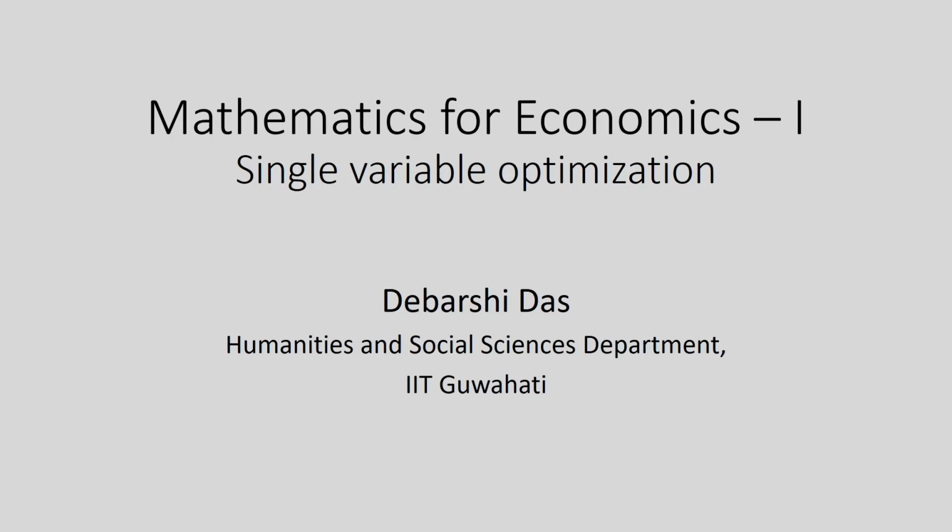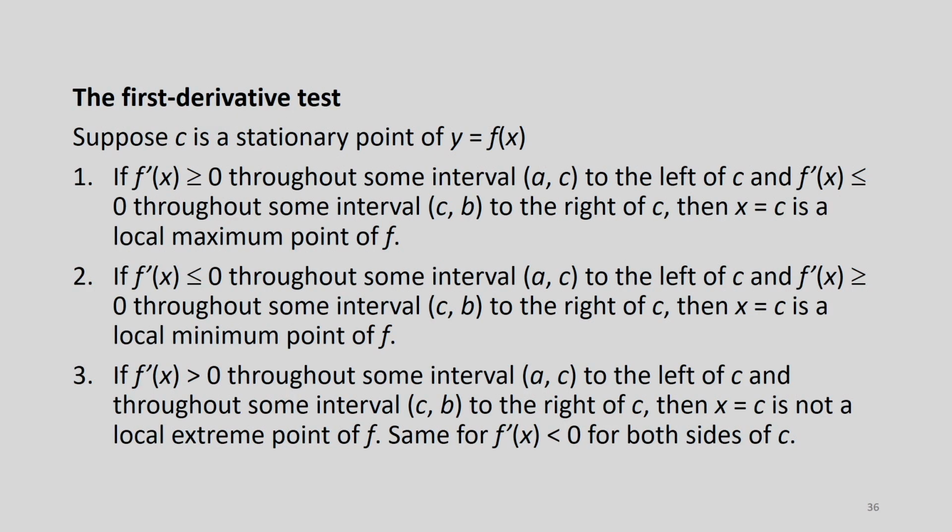So, the topic that we have been covering in the last few lectures is optimization with a single variable, and this is the last thing that we discussed in the last lecture that you can see on your screen. We talked about the local extreme points, how to find the local extreme points, that means local maximum and local minimum, and the test that we were talking about is called the first derivative test. So, here it is given on your slide, and we have talked about it in the last lecture. So, I will go quickly through it.